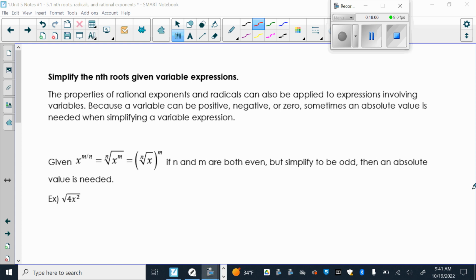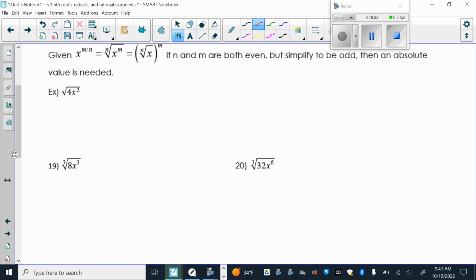All right, now we're going to be simplifying nth roots with variable expressions. So the properties of rational exponents and radicals can also be applied to expressions involving variables, because a variable can be positive, negative, or 0. Sometimes an absolute value is needed when we're simplifying a variable expression. So if we're given x to the power of m over n, which again is the nth root of x to the m, or the nth root of x, all of that to the power of m, if n and m are both even, but simplified to be odd, then an absolute value is needed.